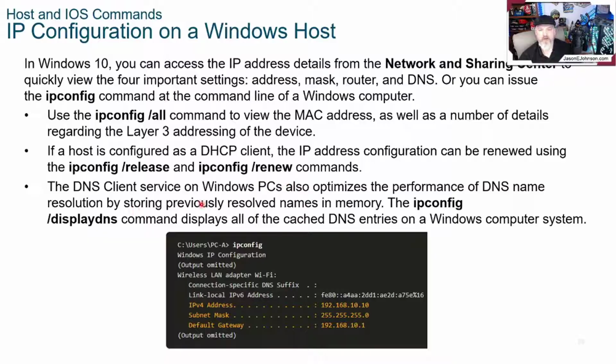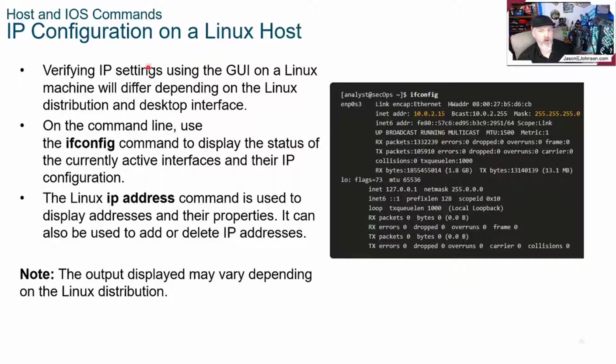The DNS client service on Windows PCs also optimizes the performance of DNS name resolution by storing previously resolved names in memory. The ipconfig /displaydns command displays all the cached DNS entries on a Windows system. You can also do an ipconfig /flushdns, which will flush your local DNS cache if you're having trouble with DNS.